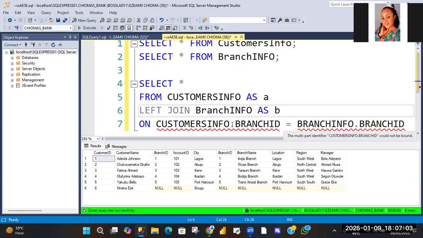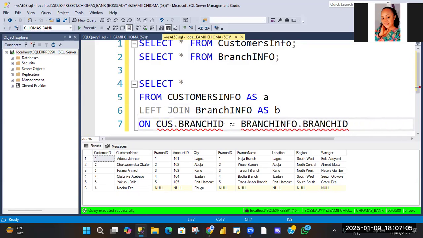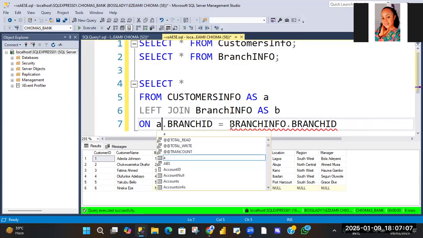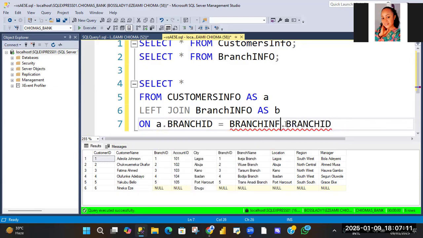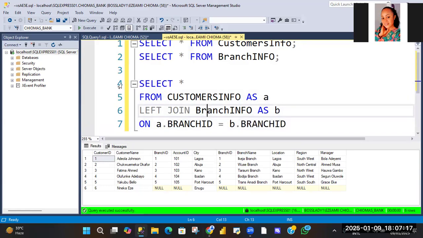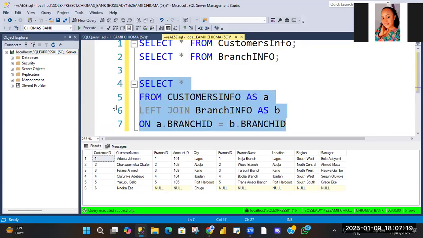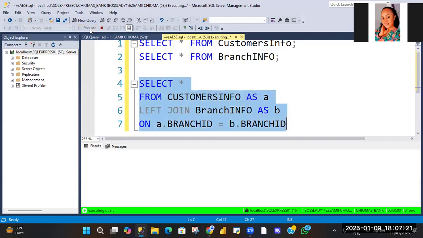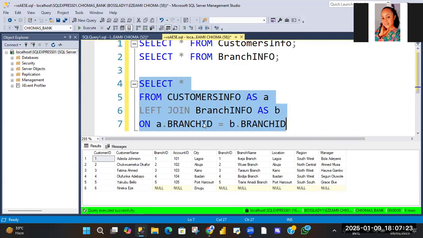So what this means is that I don't need to keep mentioning my table's name. I'll just put A. So the system already knows that my table A is customer info, and that's what I want. A. So then B. So this is the most efficient way to actually write it, but you can do it the other way. But this will make your query simpler. Okay, so that's all about aliases.